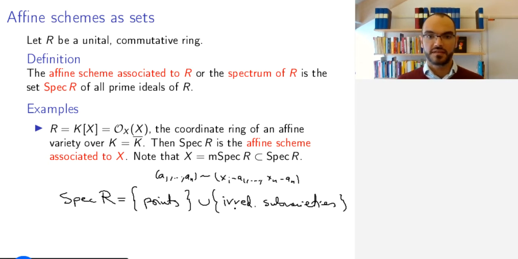Because the ideal of a point is a maximal ideal, but the vanishing ideal of any irreducible subvariety is a prime ideal. So we're considering such things as well as points in our scheme.